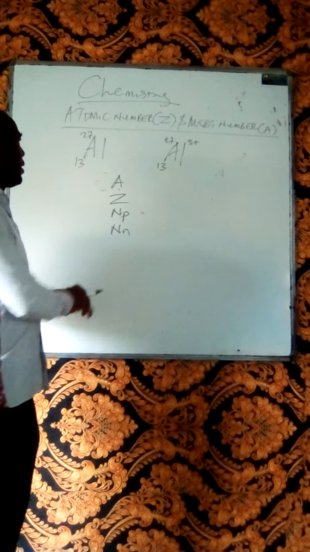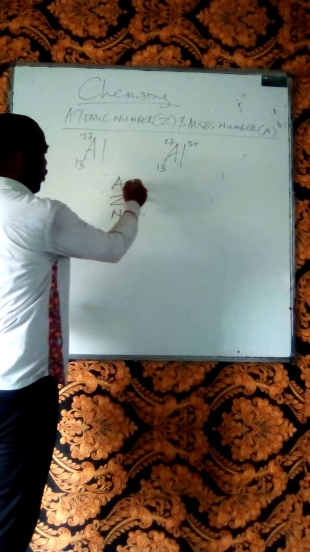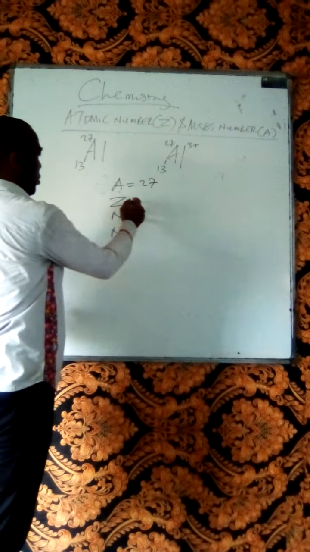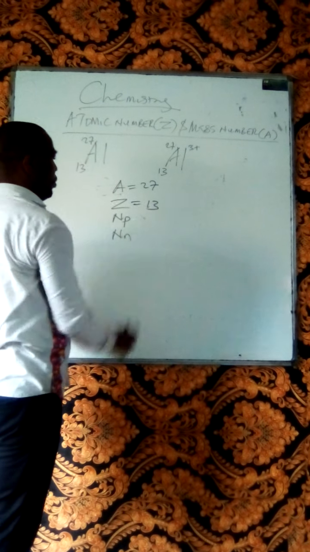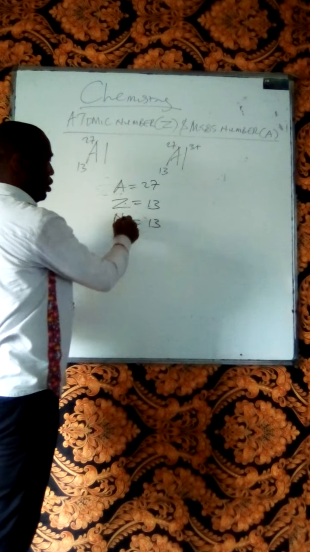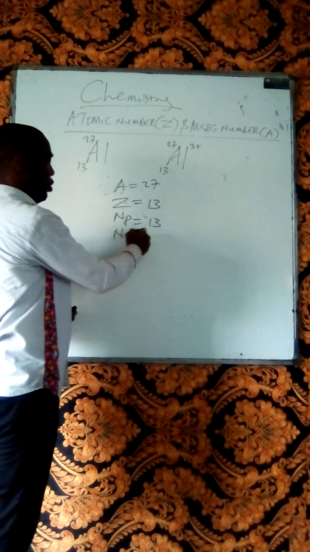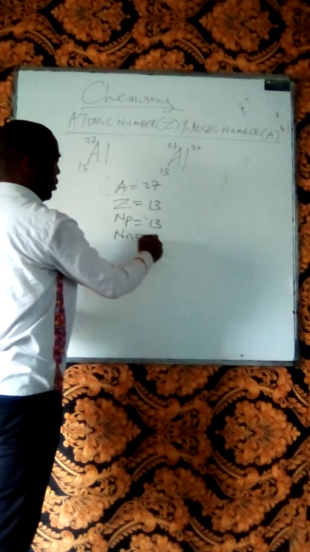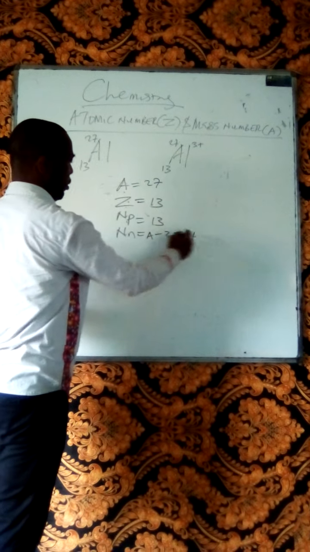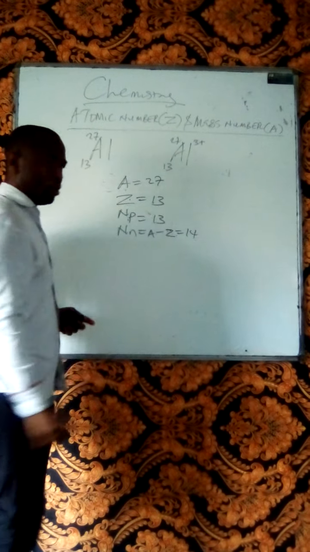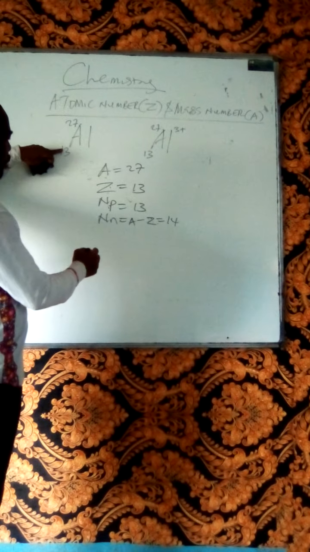So for the atom and its ion, like these two, the mass number for both is 27. The atomic number is 13 for each of them. The number of protons is also 13 because these two are equal. The number of neutrons, which is A minus Z, is 14 for each of them. But the electrons differ. This is uncharged.